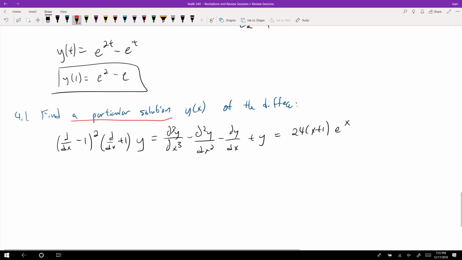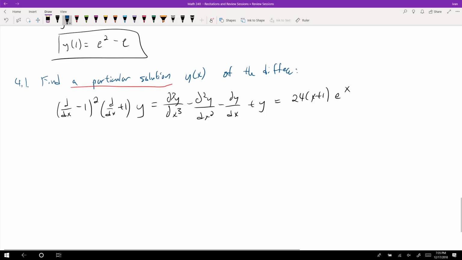So let's consider how we would do it. I guess the way to do it would be using the method of undetermined coefficients. All right. So now we have to guess yp of x, okay? And what do we guess for yp of x?